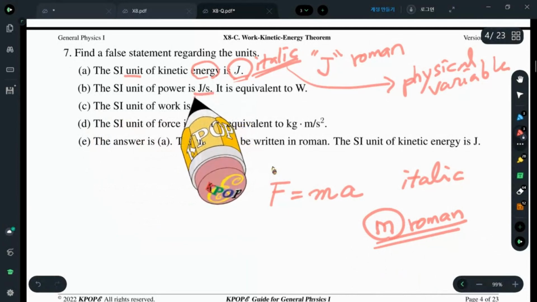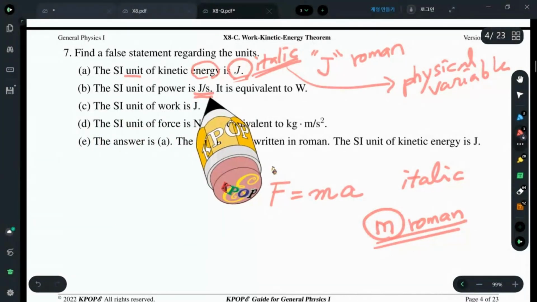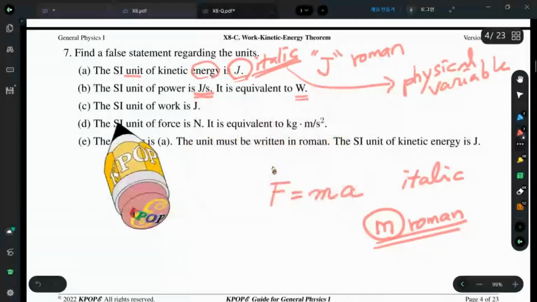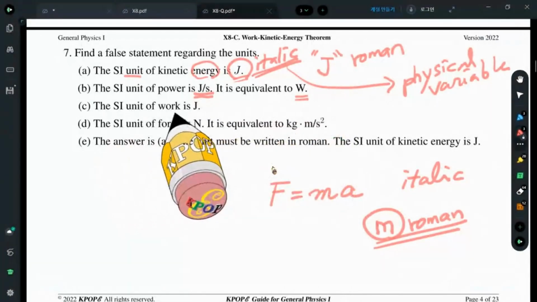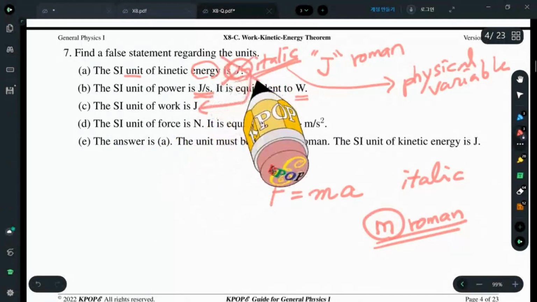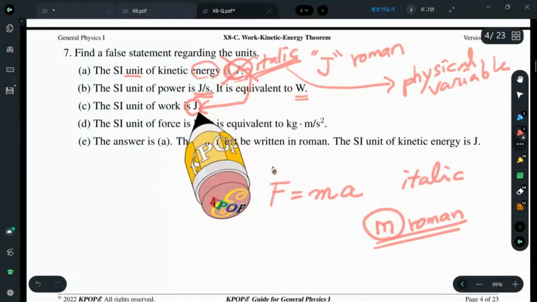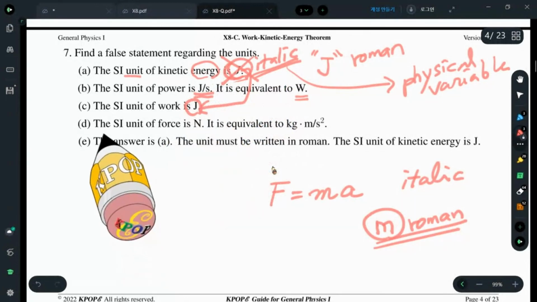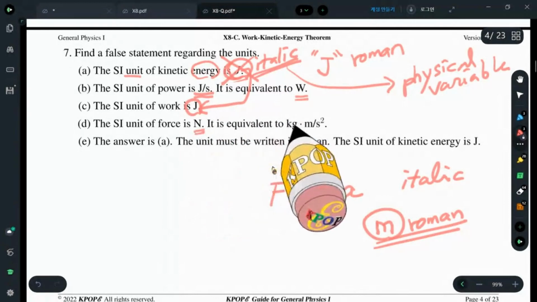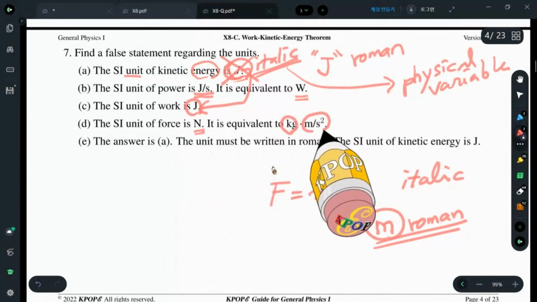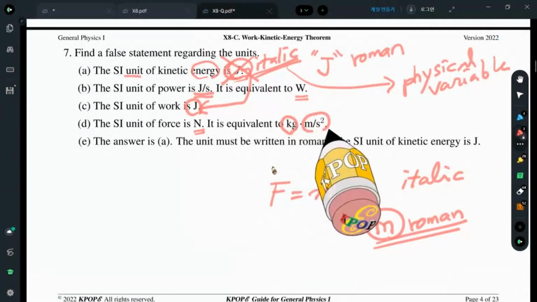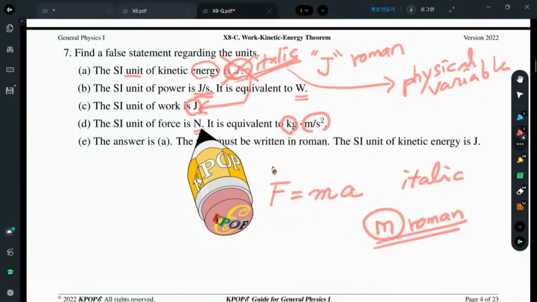The unit of power is joule per second. That can also be written as the watt. SI unit of work is joule. So this is wrong because it is italic. It should be Roman. SI unit of force is the newton. Newton is mass times acceleration. So in SI units, kilogram meter per second squared is the newton.